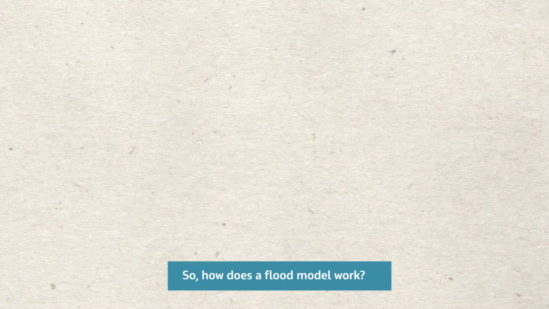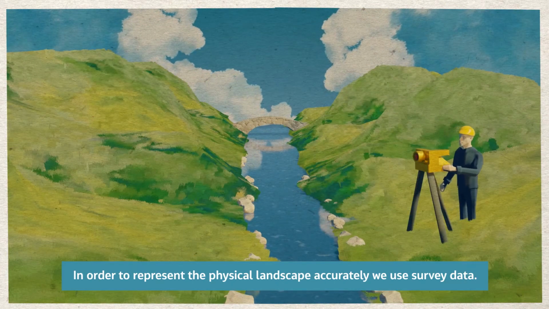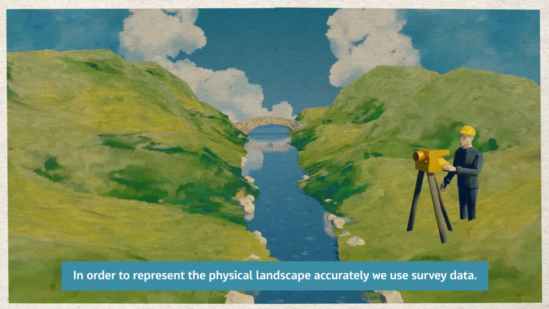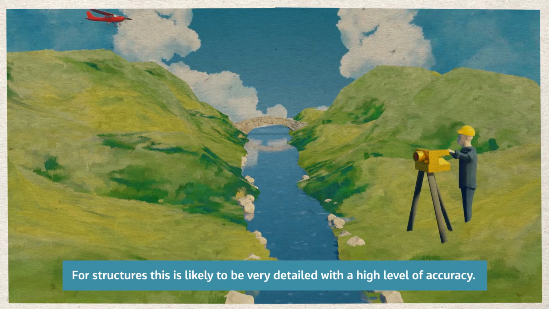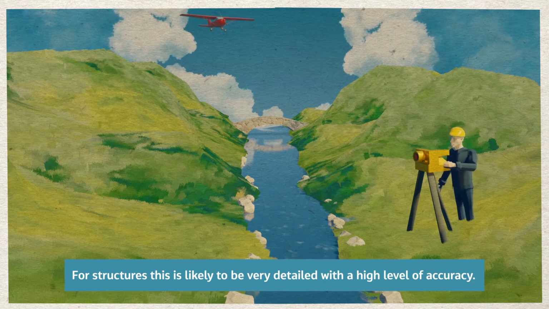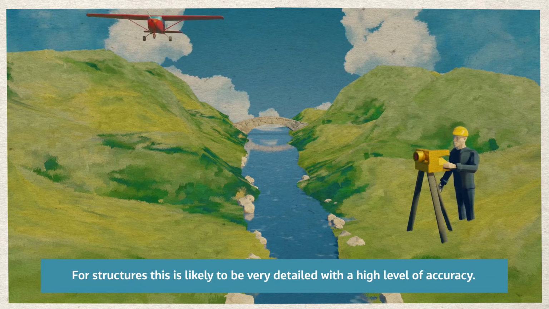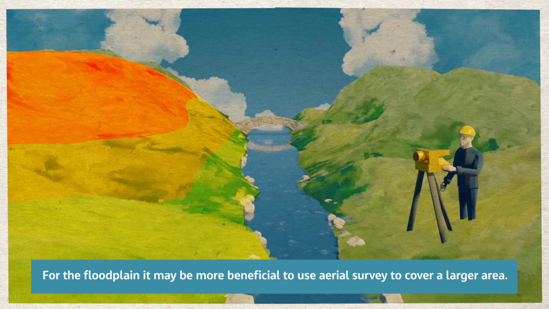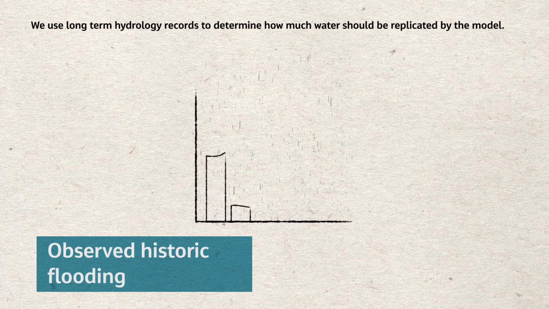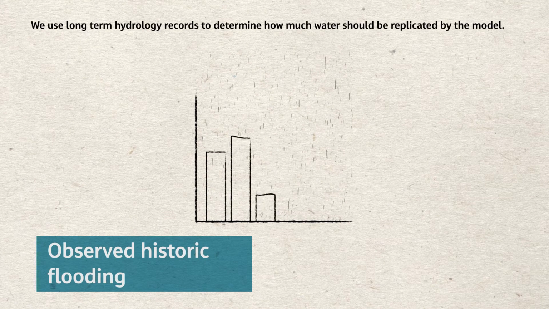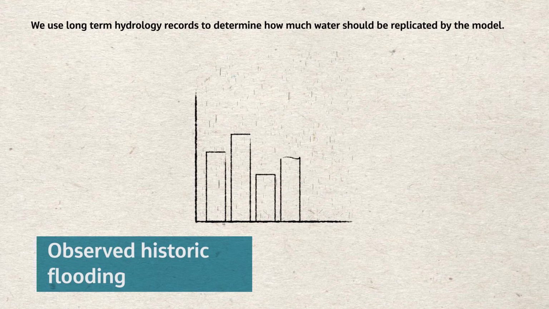So how does a flood model work? In order to represent the physical landscape accurately, we use survey data. For structures, this is likely to be very detailed with a high level of accuracy. For the floodplain, it may be more beneficial to use aerial survey to cover a larger area. We use long-term hydrology records to determine how much water should be replicated by the model.